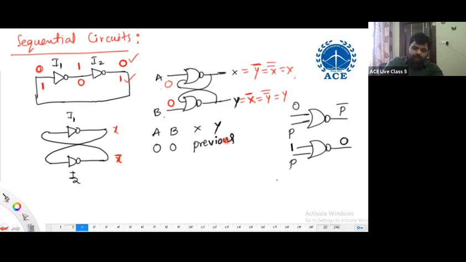What is that? We understand. Hold on. If AB are 0, 0, it remains in the same previous state, it is continuing. Conditions apply. What is the condition? XY must be complementary, either 0, 1 or 1, 0.